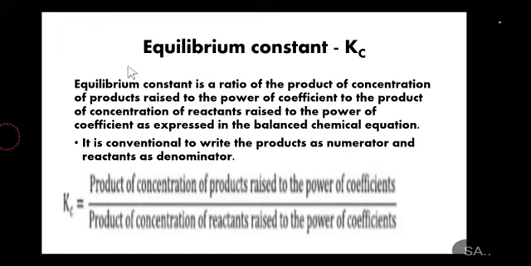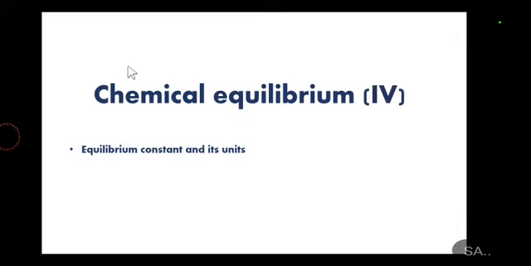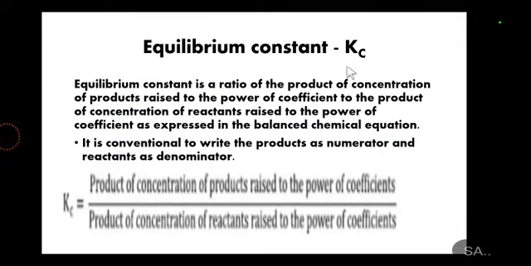So let's move quickly towards equilibrium constant. Equilibrium constant is basically represented as Kc. What is it? Let's see its definition. Equilibrium constant is a ratio of the product of concentration of products raised to the power of coefficient to the product of concentration of reactants raised to the power of coefficient, as expressed in the balanced chemical equation. So the important thing here is the balanced chemical equation. I hope that you have learned it.